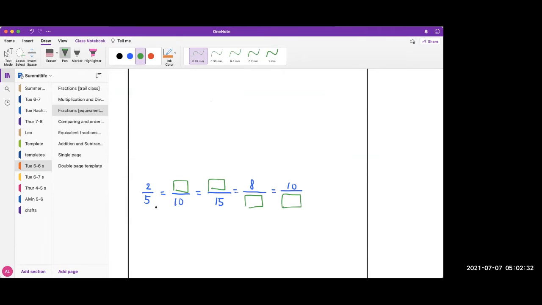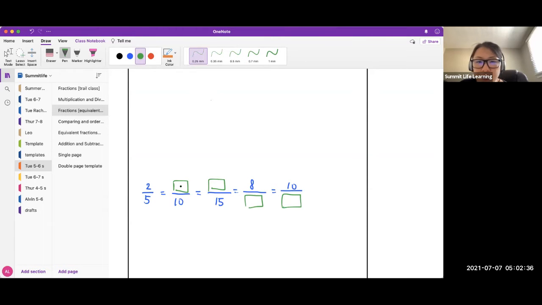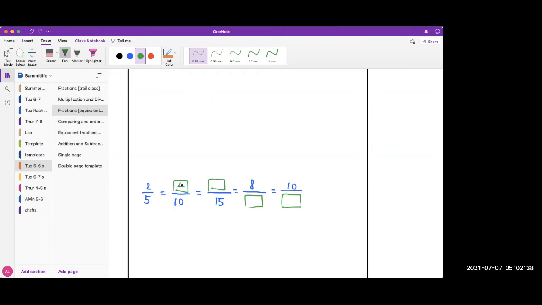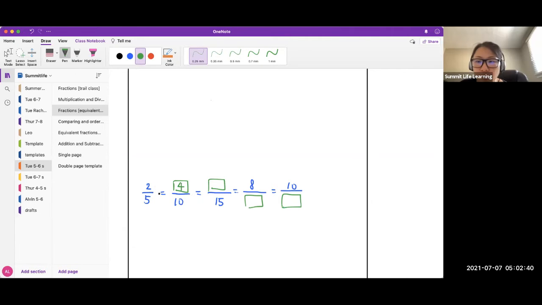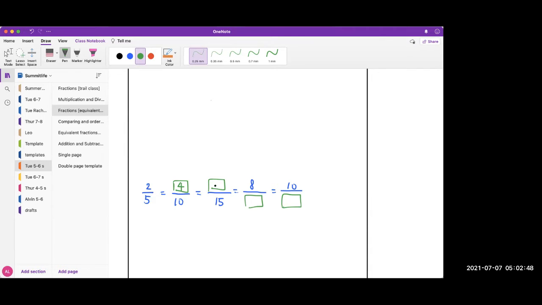What is the first one? From 5 to 10? 2 should go to how many? 4. Yeah, good. Both of them multiply by 4. So 5 goes to 15. So 2 should change to 8.